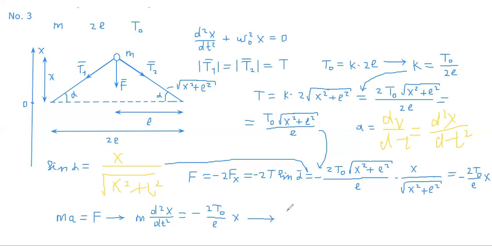So this will be d2x divided by dt squared plus 2 multiplied by T0 divided by mL multiplied by x is equal to 0. Okay, so this is our differential equation.